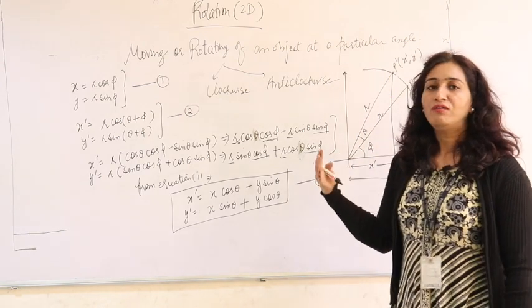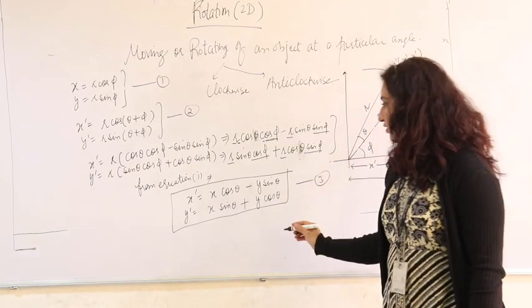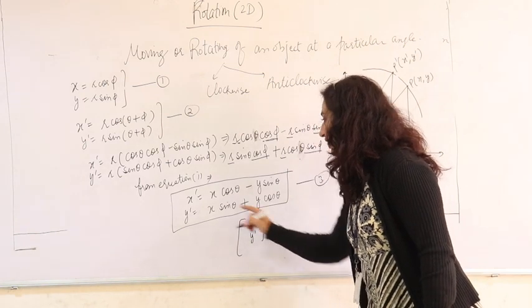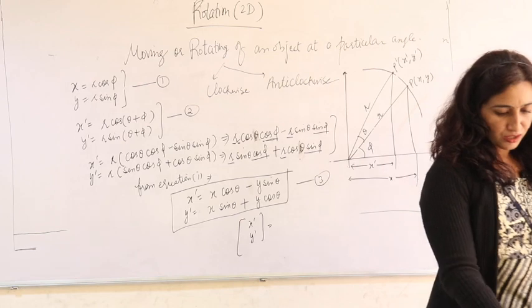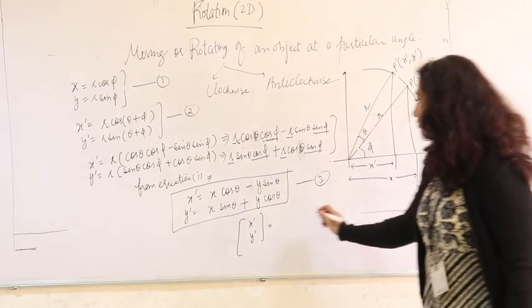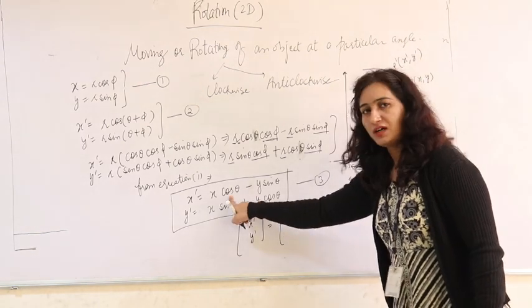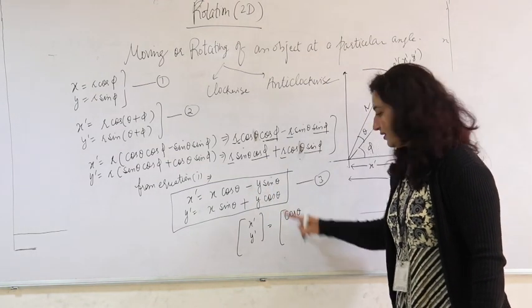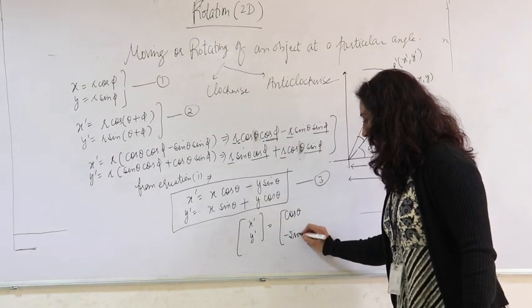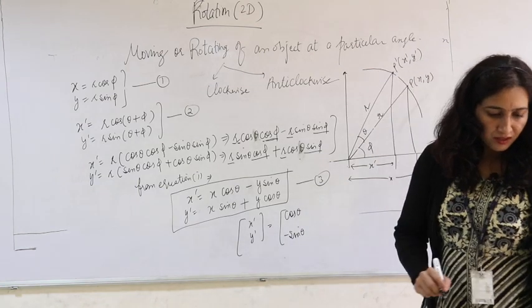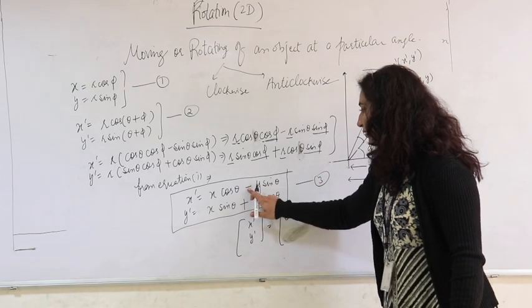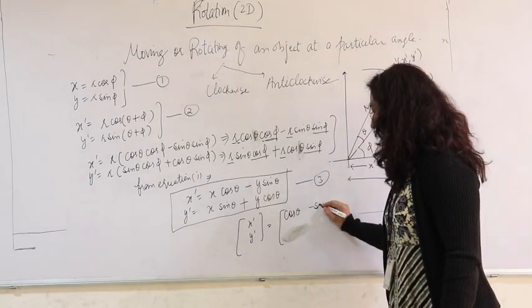So how will we write this equation in matrix form? In matrix form, we can write like this: x dash, y dash is equal to cos theta, minus sin theta here. Clear?